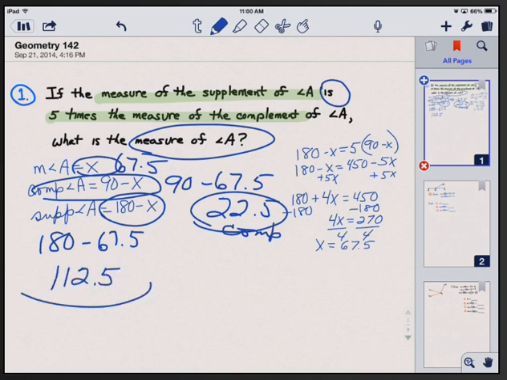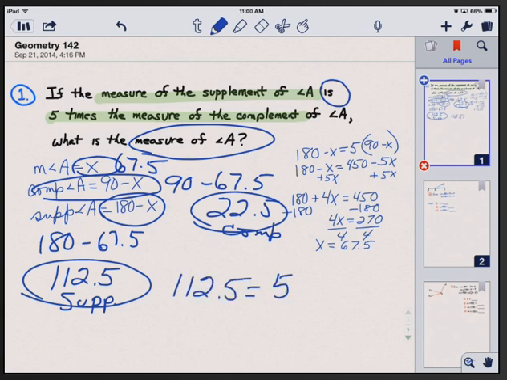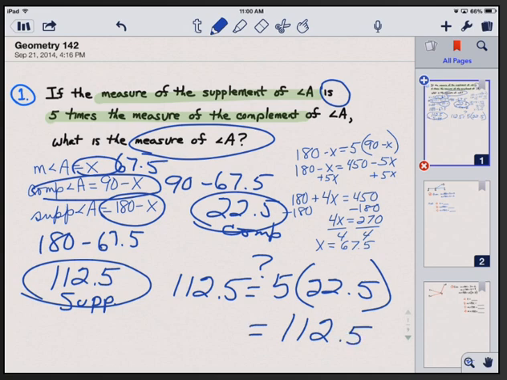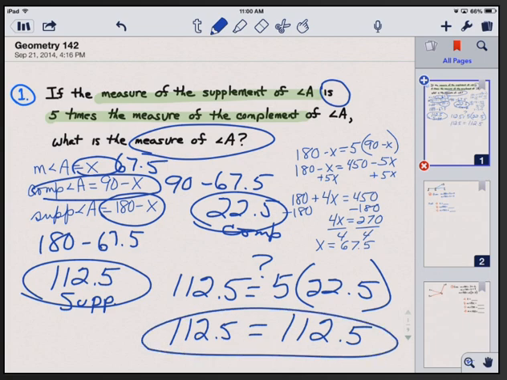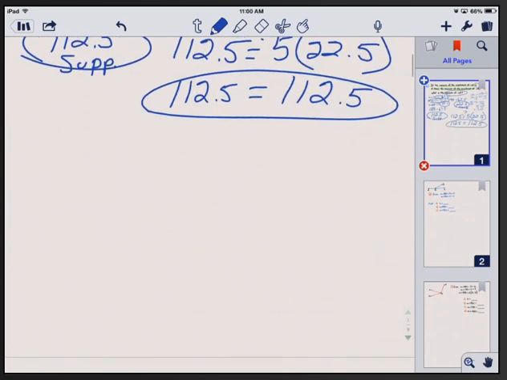And now we check the answer. So if that's the supplement, it says the supplement is supposed to be 5 times the complement. If it checks out to be true, so we'll put a question mark there. If it tests out to be true, it has to be the correct answer. 5 times 22.5 is 112.5, and that obviously checks. 112.5 is 5 times the complement. Next problem.